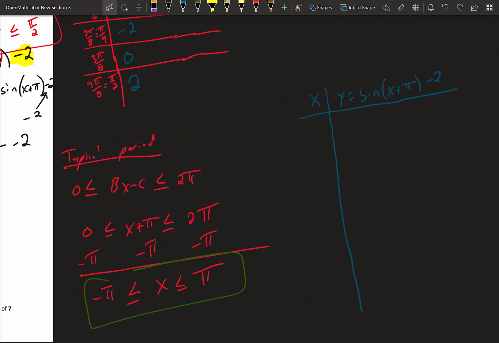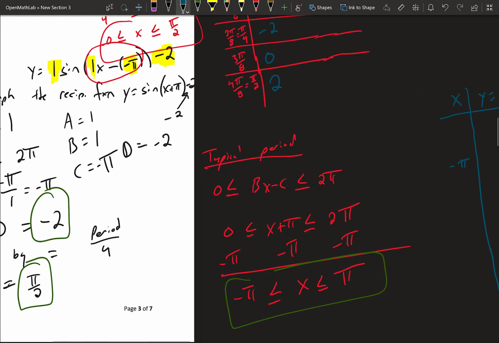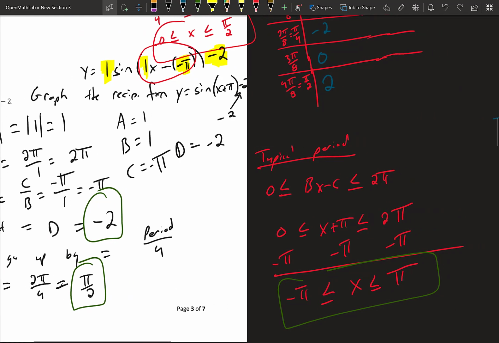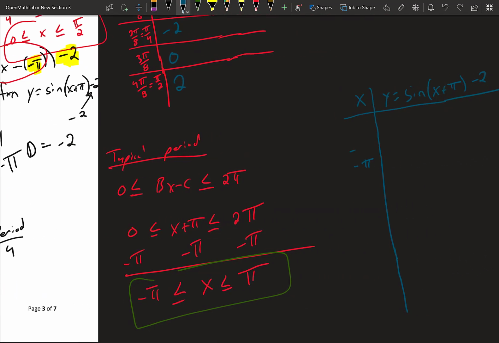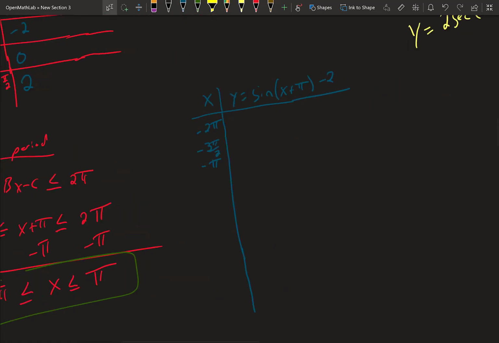So instead of starting at negative pi, I'm going to go like 2 spots beyond that, right? So if here's negative pi, we'd want to add pi over 2 to it, so that would be negative 3 pi over 2, or excuse me, subtract pi over 2. So then we'd want to subtract pi over 2 again, which would get me to negative 2 pi, right?